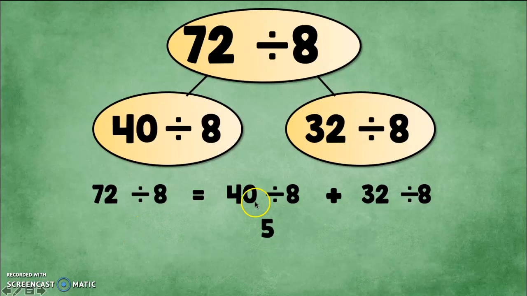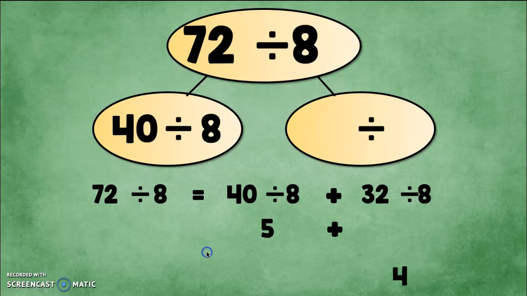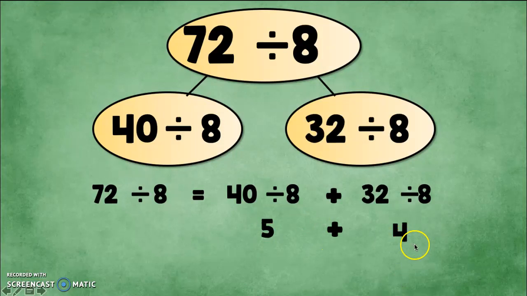Good, you should have gotten 5. 40 divided by 8 is 5 plus, what's 32 divided by 8, friends? Yeah, 4. What's 5 plus 4? Ding, ding, ding, ding, ding. It is 9. See, 72 divided by 8 is 9. We figured it out because we made one part that was 40 divided by 8, which is 5. We made another part, 32 divided by 8, which is 4. We just had to add those parts together. See, you did fantastic, friends.